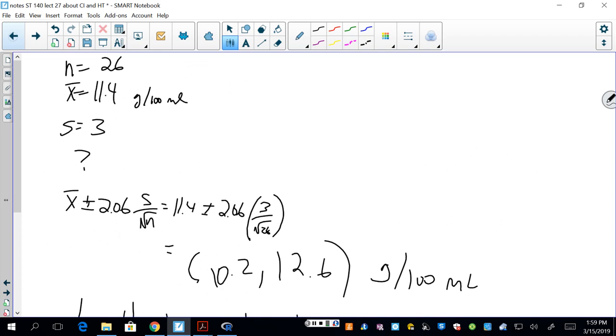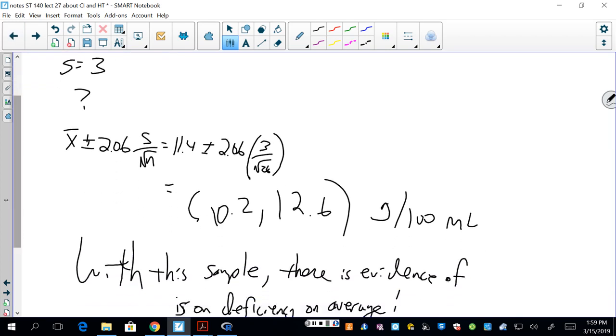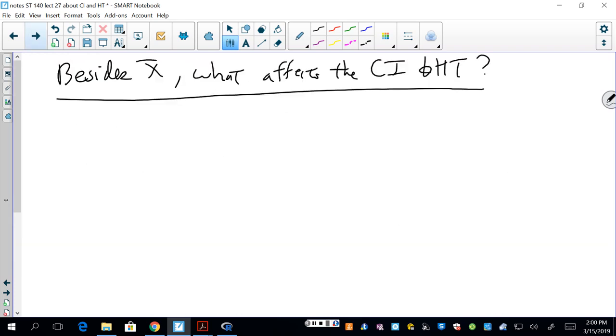We can look at the confidence interval formula, right? There's our x bar plus a t value times s over the square root of n. So both s and the square root of n matter. With a bigger sample size, you're dividing by a bigger number, and it's narrower. Bigger n, the confidence interval is narrower. So say we had 260.